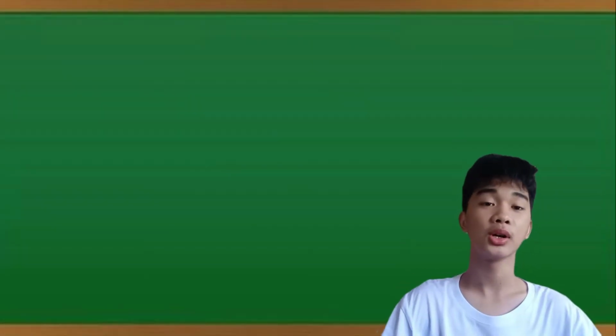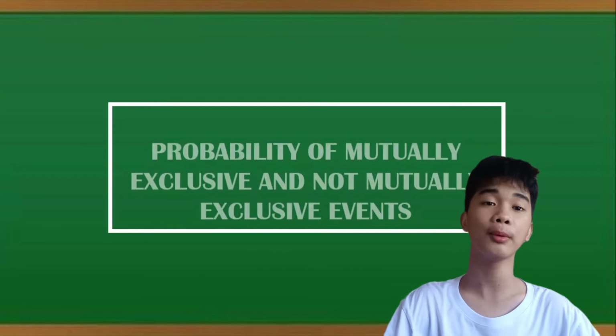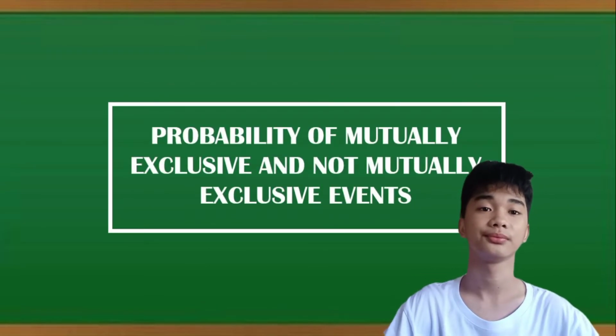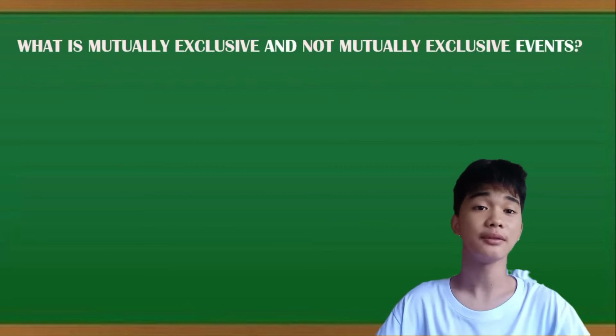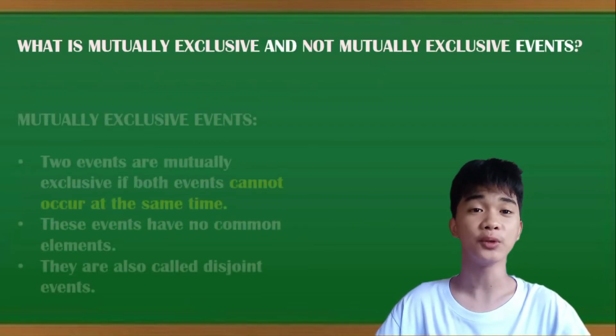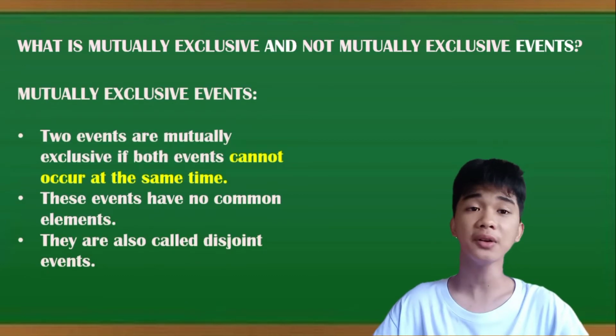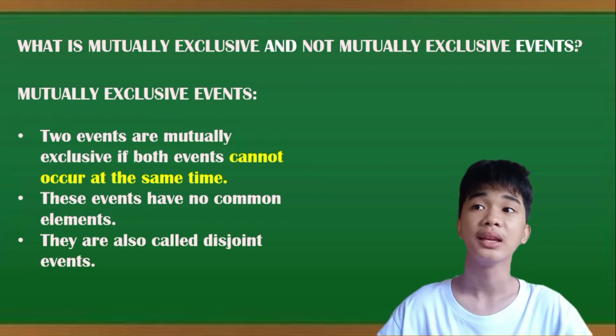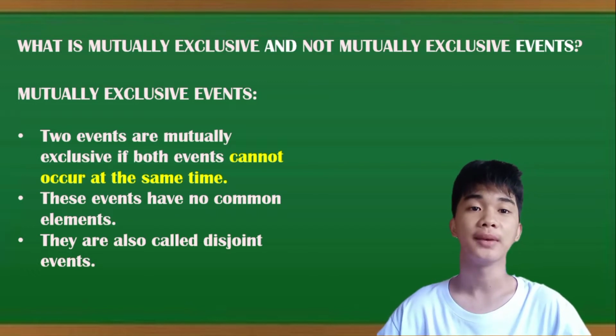And for today's video, we're going to tackle solving probability of mutually exclusive and not mutually exclusive events. What are mutually exclusive and not mutually exclusive events? First, let's talk about mutually exclusive events. Two events are mutually exclusive if both events cannot occur at the same time. These events have no common elements.